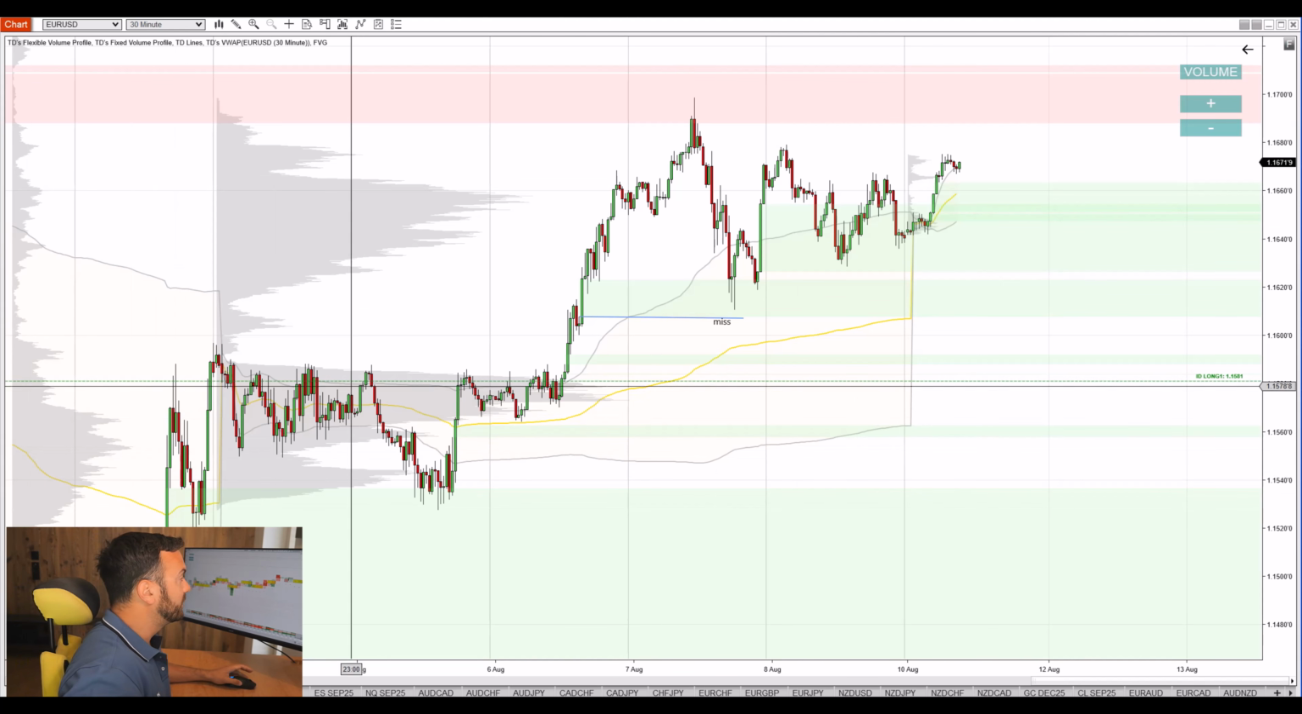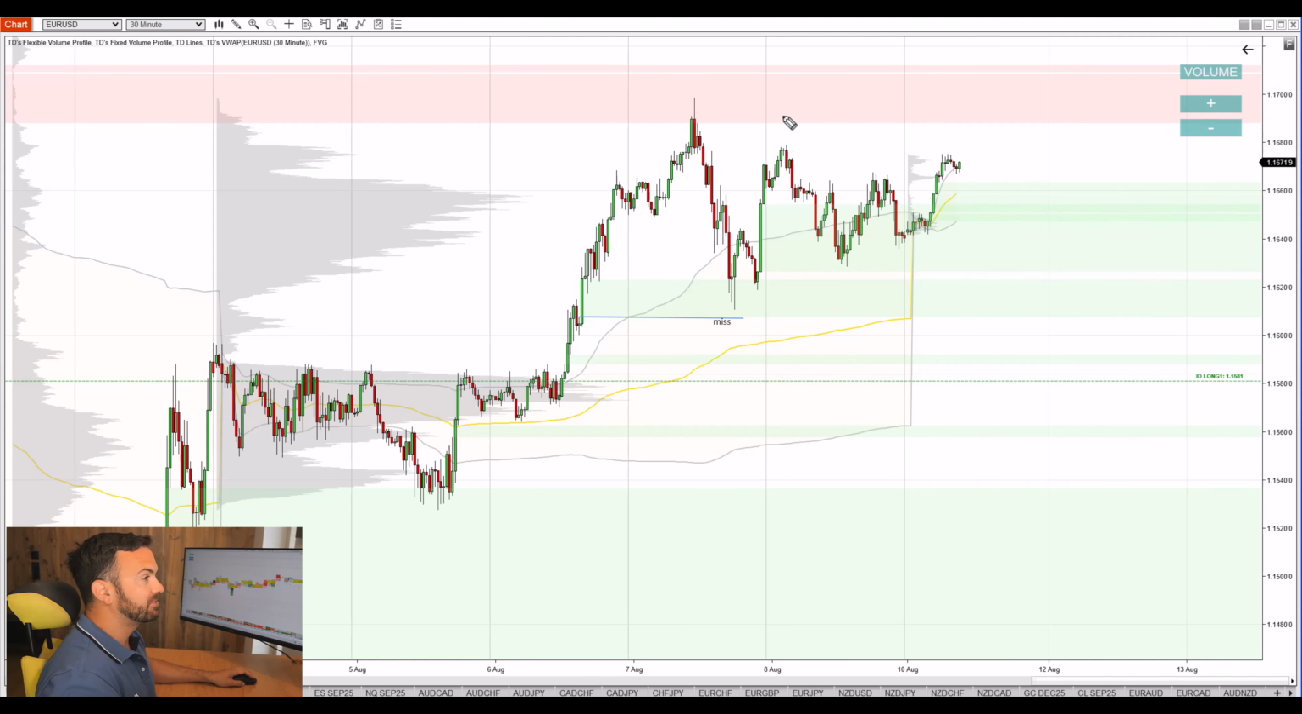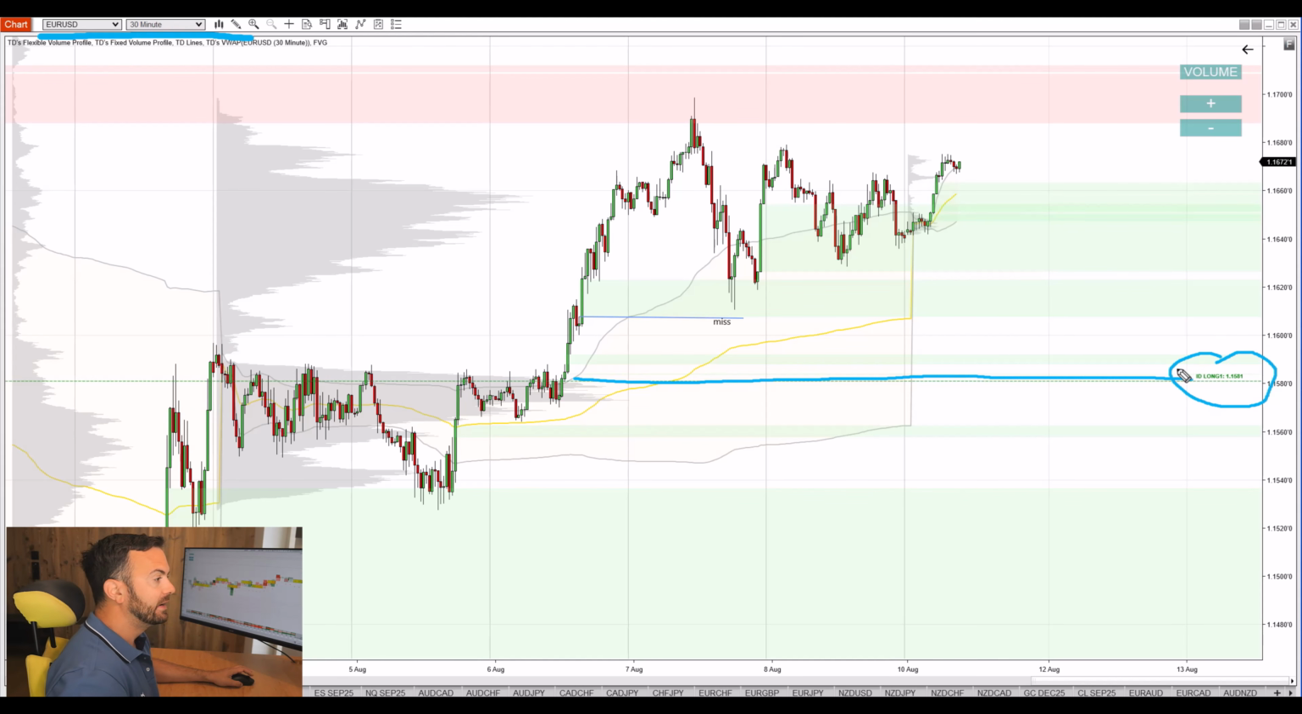So what you see before you, this is the NinjaTrader 8 platform with my custom-made volume profile and VWAP indicators, and it is the 30-minute chart of the euro dollar. What I want to show you today is a support which is in here at 1.1581. This support is based on weekly point of control, which is, I would say, just by itself a pretty strong level to trade from.